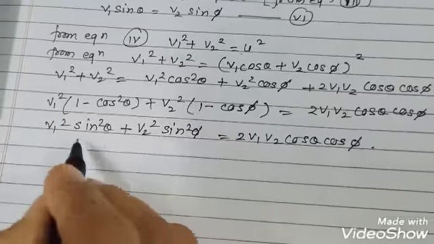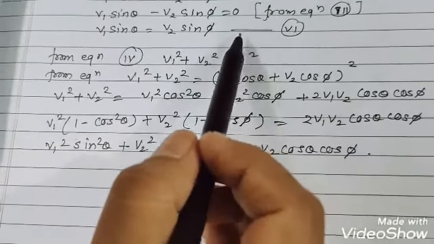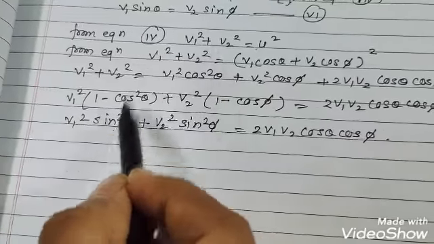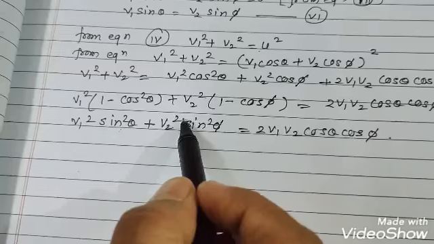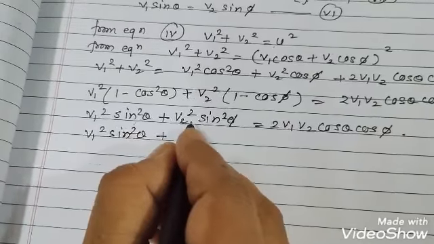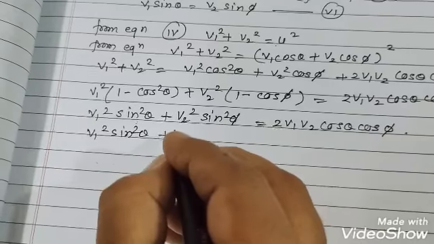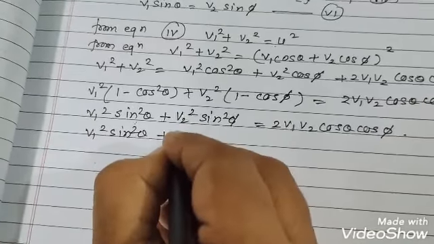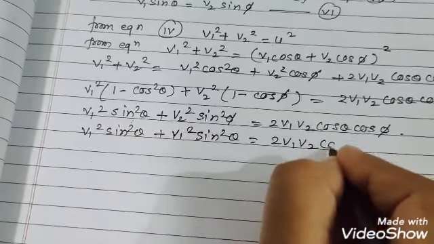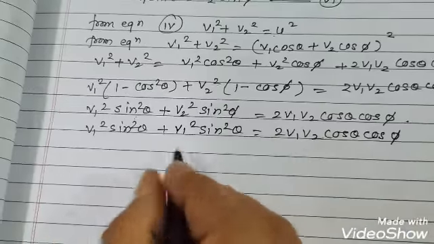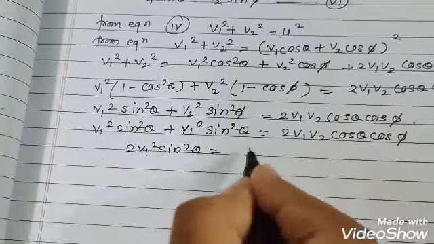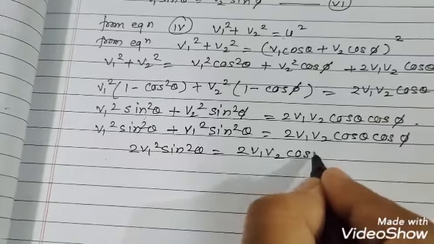Now we'll see here the v1 sin theta from equation 6. You can see v1 sin theta equals v2 sin phi. So we can replace v1 sin theta as v2 sin phi or v2 sin phi as v1 sin theta. So I'm just writing here, this is v1 square sin square theta, and this v2 square sin square phi also as v1 square sin square theta, and this is 2v1 v2 cos theta cos phi. So what you will find here is 2v1 square sin square theta equals 2v1 v2 cos theta cos phi.